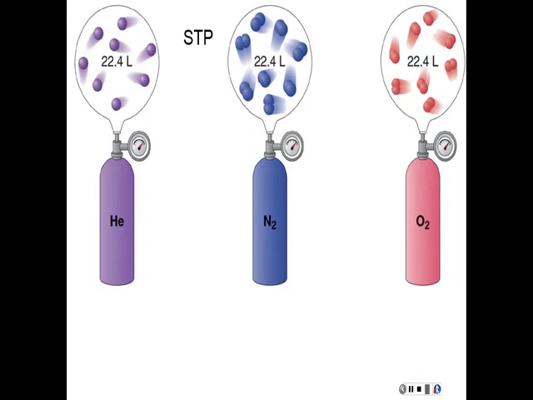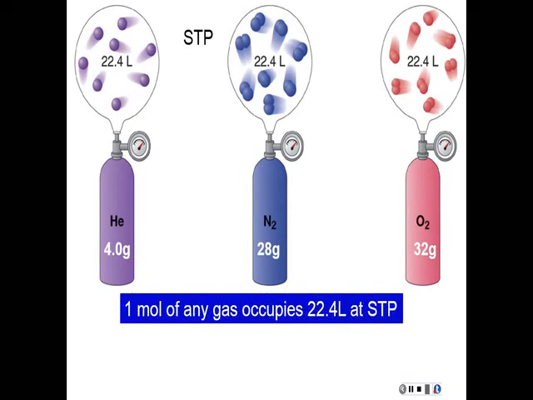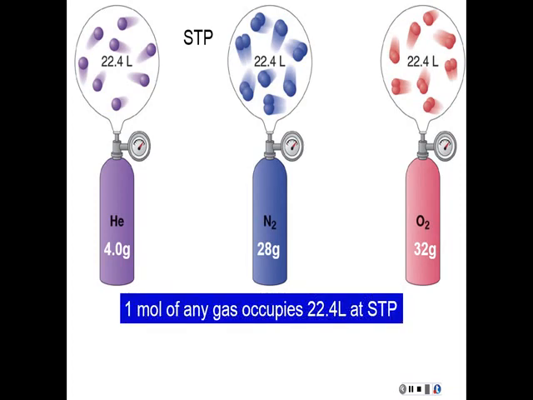Remember, STP means 0 centigrade and standard pressure. Now, one thing we would notice about these, their masses all are equal to the molar masses. So when we have 1 mole of any gas occupying 22.4 liters at STP conditions, then we know exactly how many grams of that gas we have. So now we have a link between the mass of the gas and its volume, but this is only at STP. If the temperature and the pressure were different, the 22.4 liters would be different.